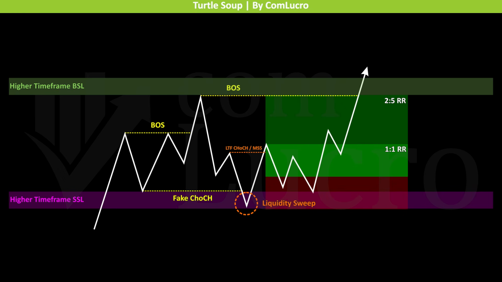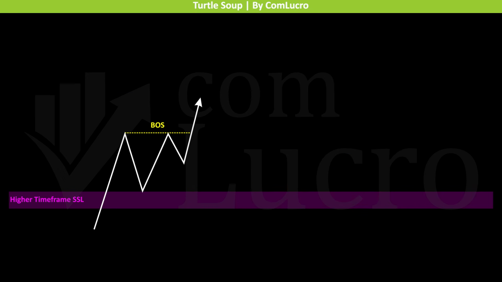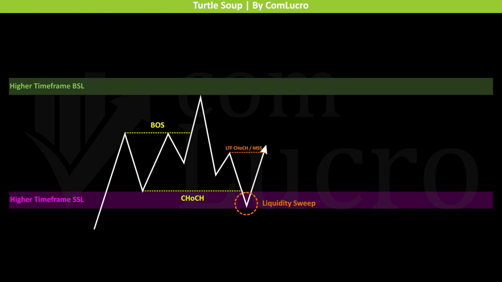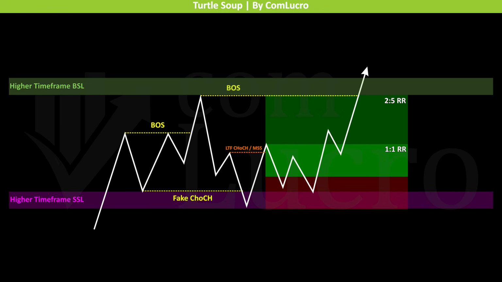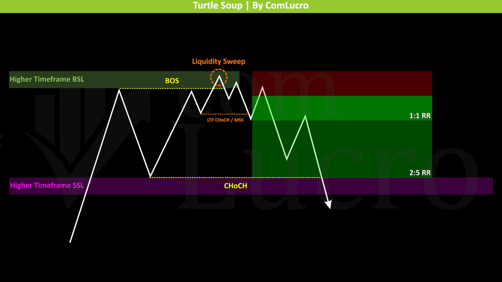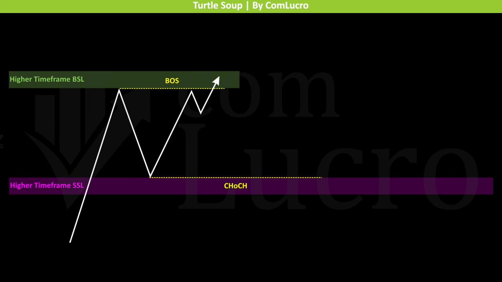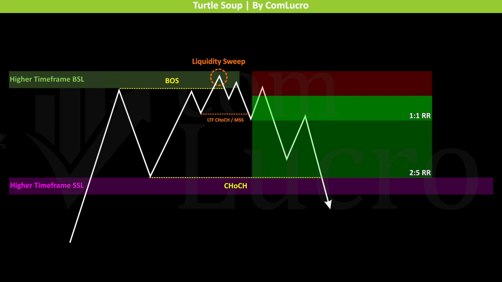The ICT Turtle Soup strategy framework is one of the most misunderstood concepts in liquidity trading. Many traders assume that every liquidity sweep is a reversal signal, but in reality, some sweeps are designed to continue the trend, while others are engineered to trap breakout traders at major range extremes before the market reverses.